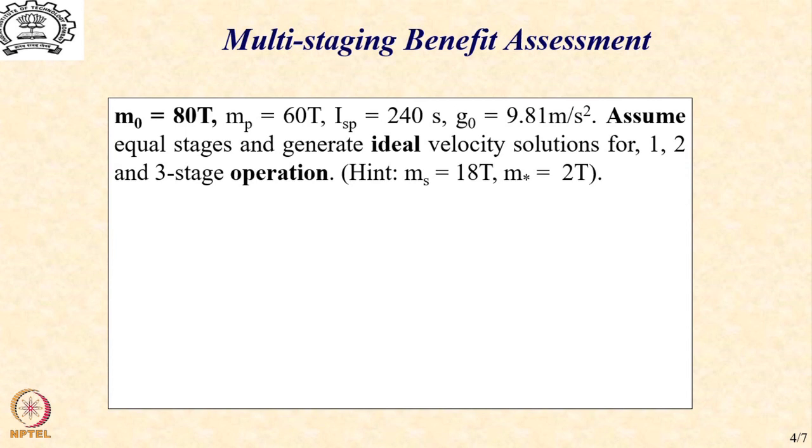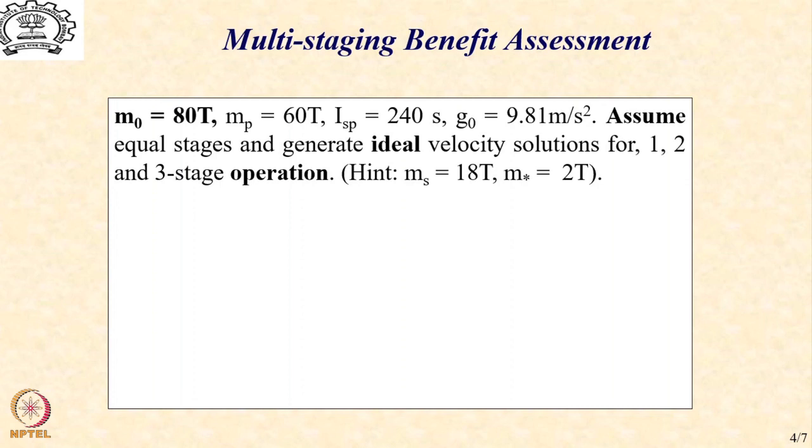Let us, before going through the actual formulation for this kind of a configuration, make a quick assessment of what we are likely to get out of this, so that we can decide whether it is worth making the effort or not. So, let us take the same problem of a rocket with 80 ton liftoff mass, carrying 60 ton of propellant, having ISP of 240 seconds. And let us now try and see whether the philosophy that we have just now discussed can be worked on this to understand what kind of performance we are likely to get.